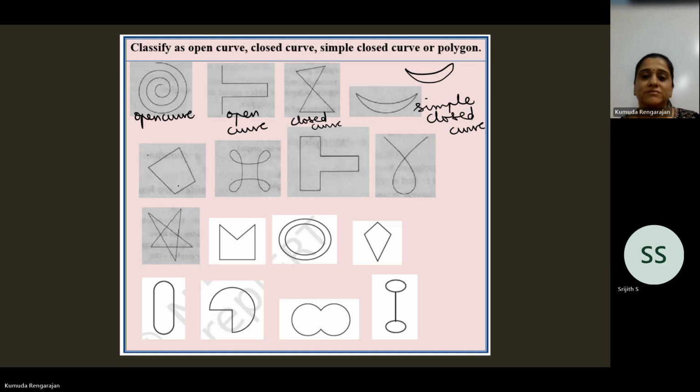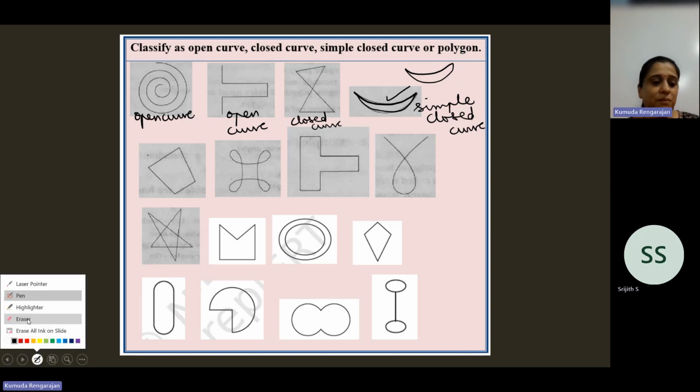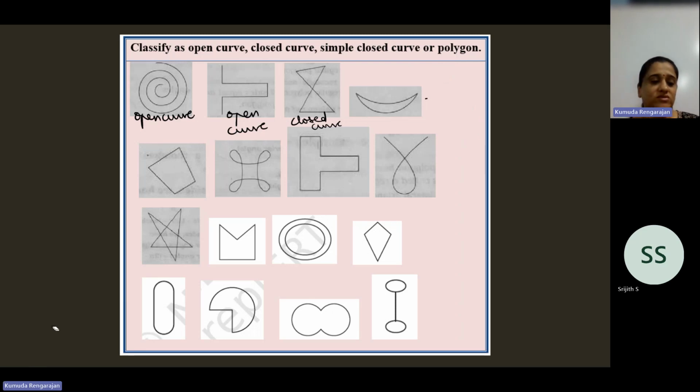Okay, fine. So this one is a simple closed curve, right? Then why don't you call it a polygon? Because it's not made up of line segments. This one is not a line segment, this one is not a line segment, and this one also is not a line segment. Correct. So it's only a simple closed curve. It's simple because it doesn't cross over itself, closed because the starting point and the ending point are the same, and it is a curve because you can draw it without lifting your hand.